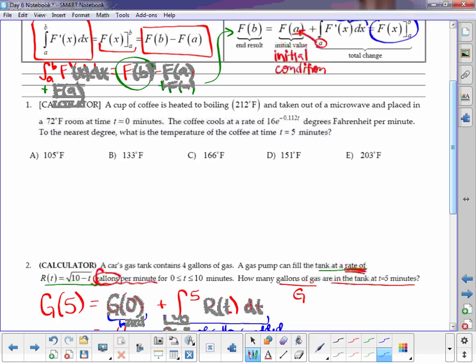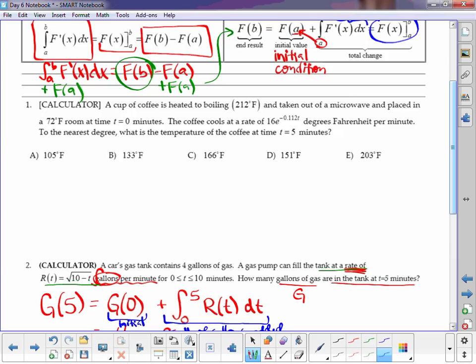So a cup of coffee is heated up to boiling, in case you forgot, 212 degrees Fahrenheit. What is it in Celsius? 100. Don't you love that metric system? It makes so much sense. It is taken out of the microwave and placed in a 72-degree room at time t equal to 0 minutes. The coffee cools at a rate of 16 e to the negative 0.112 degrees Fahrenheit per minute. To the nearest degree, what is the temperature of the coffee at time t equal to 5 minutes?